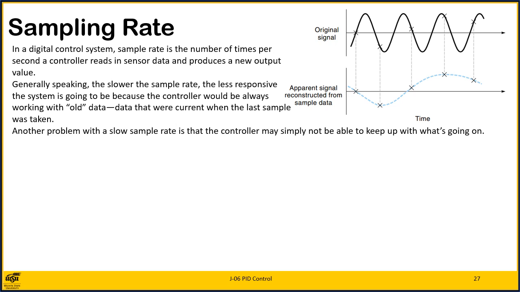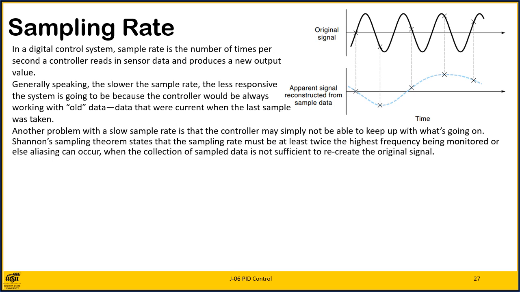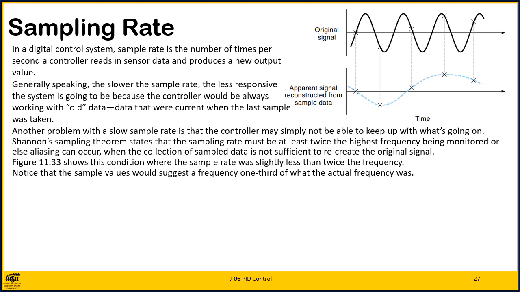Another problem with the slow sample rate is that the controller may simply not be able to keep up with what's going on. Shannon's sampling theorem states that the sampling rate must be at least twice the highest frequency being monitored, or else aliasing can occur, when the collection of sample data is not sufficient to recreate the original signal. Figure 11.33 shown here shows this condition where the sample rate was slightly less than twice the frequency. Notice that the sample values would suggest a frequency 1/3 of what the actual frequency was.